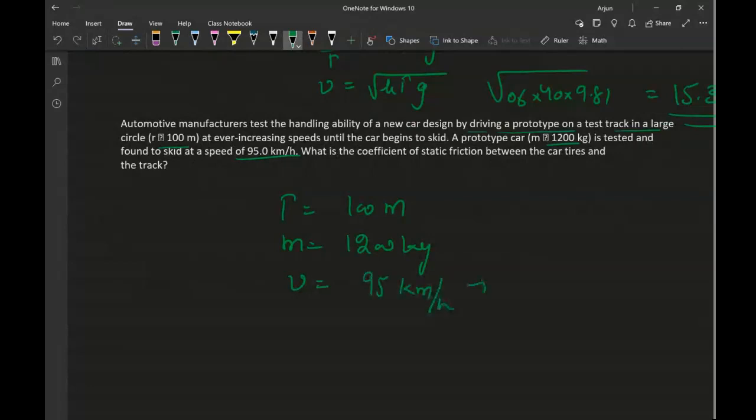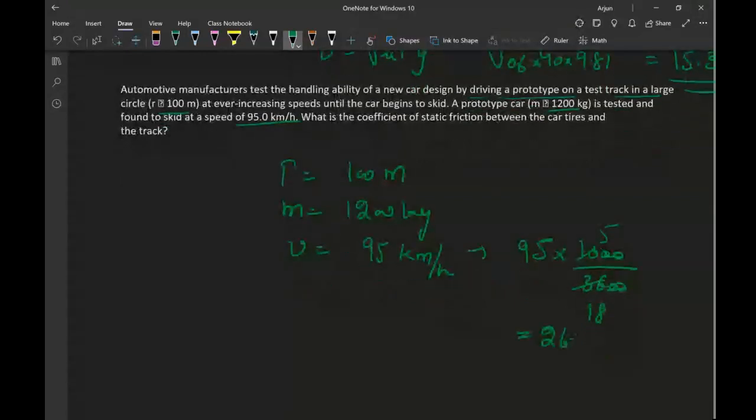I have to convert it into meters per second. How can I convert? 95 multiplied by 1000 divided by 3600. That's going to come down to 95 multiplied by 5 divided by 18, which is 26.38 meters per second. Again, let me do the calculation one more time. 95 times 5 divided by 18. Yes, correct. Now, what is the coefficient of static friction? That's what we are looking for.